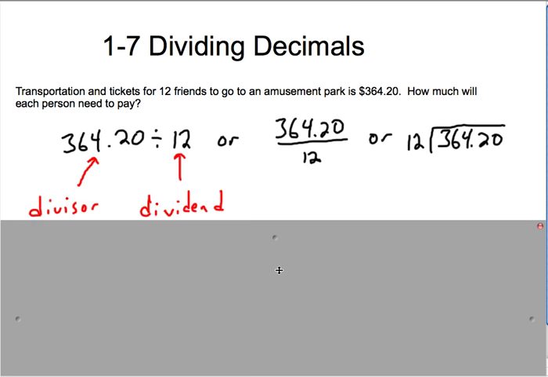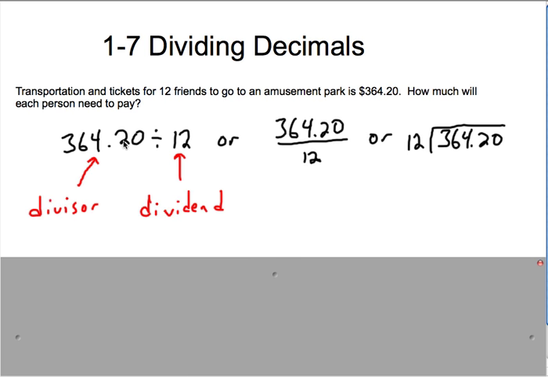We have to start by writing it down. There are three different ways to write division. You can write it this way with the division symbol, 364.20 divided by 12. You can also write it as a fraction where the divisor is on top and the dividend is on the bottom. Or you can do it like this.